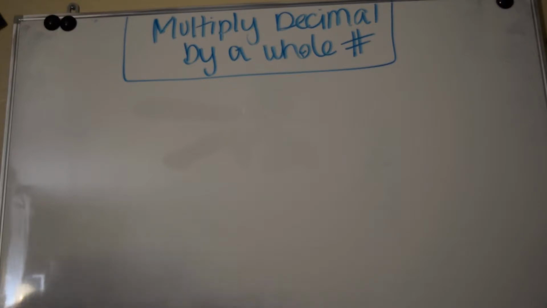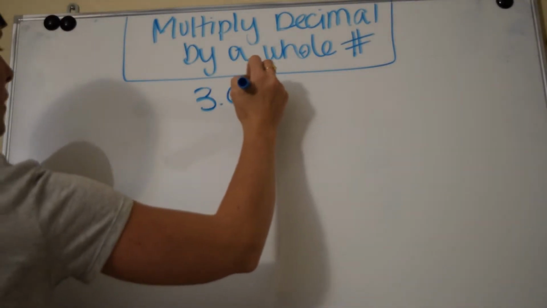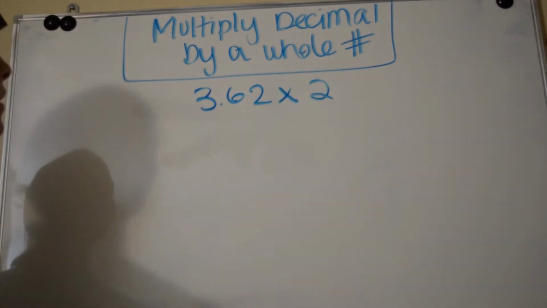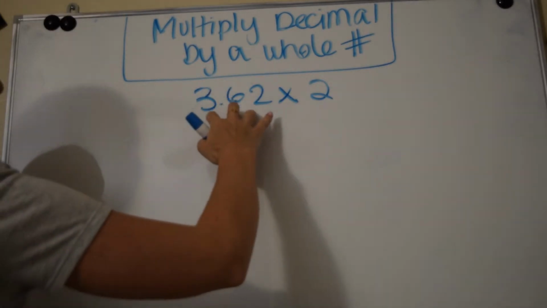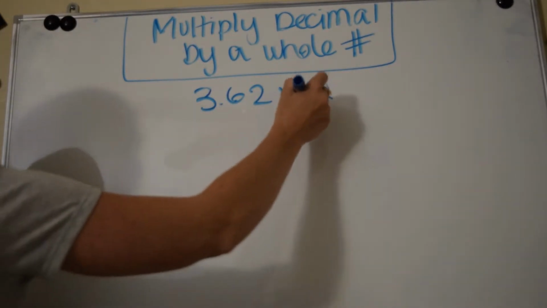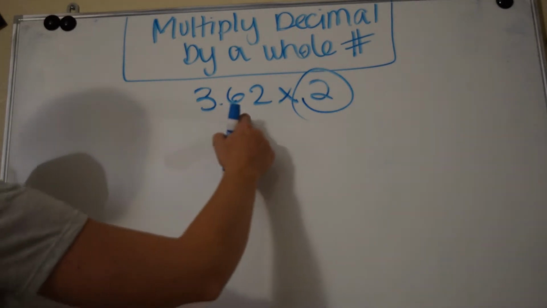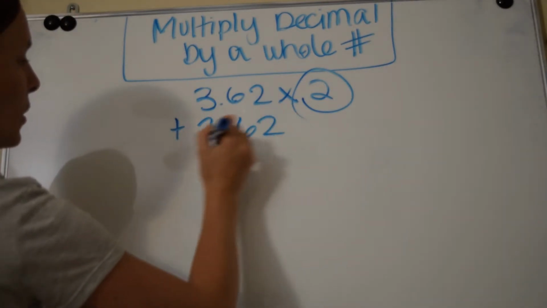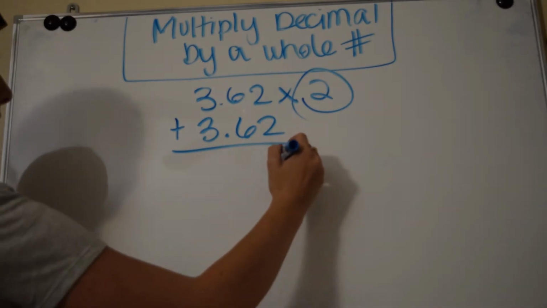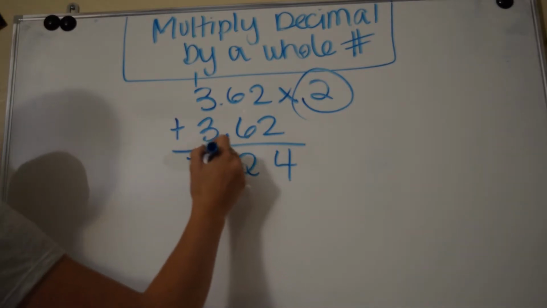I'm going to go ahead and get an example. We're going to do the following equation: 3 62/100 times 2. Let's talk about what we're doing when we multiply. We take this number and we're adding it however many times we're multiplying it. So we're taking 3 62/100 and adding it twice. That's the same thing as multiplying it times 2. If we added it twice, we would get 2 plus 2 is 4, 6 plus 6 is 12, bring down my decimal, and then a 7.